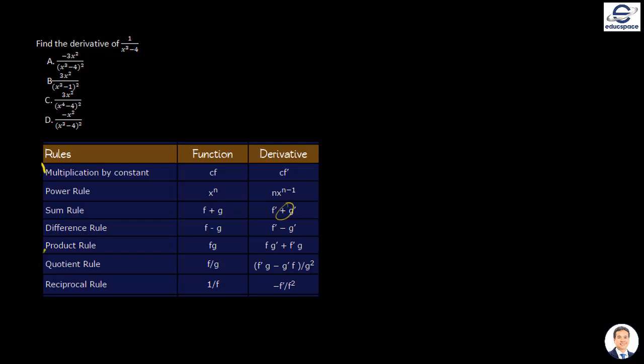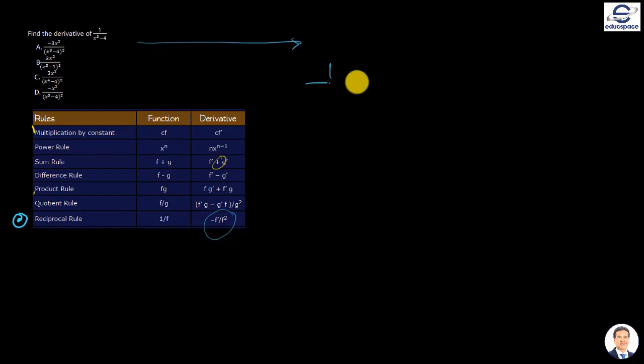Find the derivative of 1 over x cubed minus 4. So this falls into this category, reciprocal rule, wherein we have numerator equivalent to 1, and then we have some term or function in the denominator. So again, this is the format we just follow. That is again 1 over x cubed minus 4.